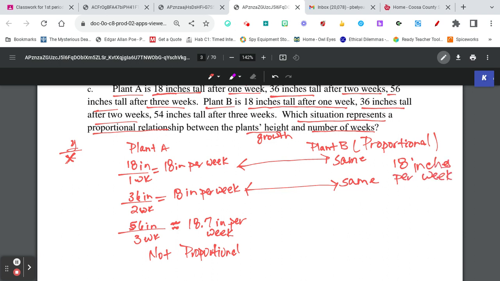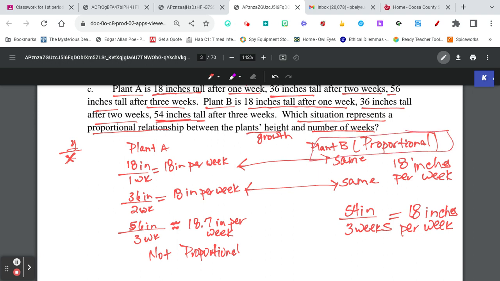The only one I need to check is the third one. So after 3 weeks, it was 54 inches tall. That's different. So let's take 54 inches and divide it by how many weeks? Did it grow 18 inches that week? Yes. So that just verifies that my growth stayed what? Proportional. And another word for that? Constant. Okay. So every week it grew 18 inches. So that's why we can say that it had a proportional growth rate or a constant growth rate.